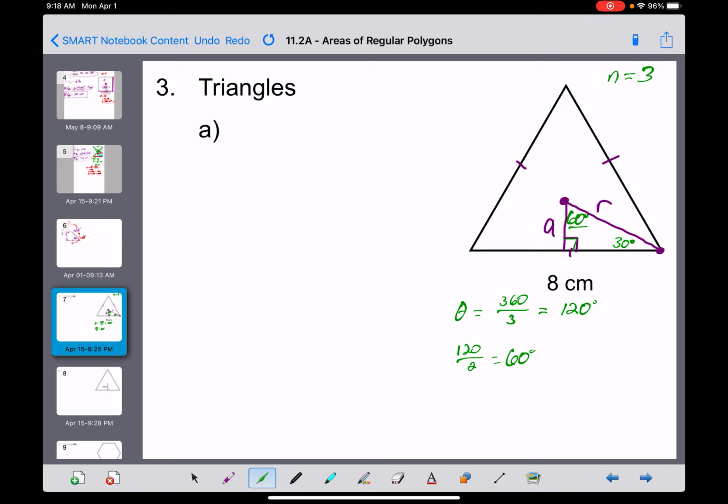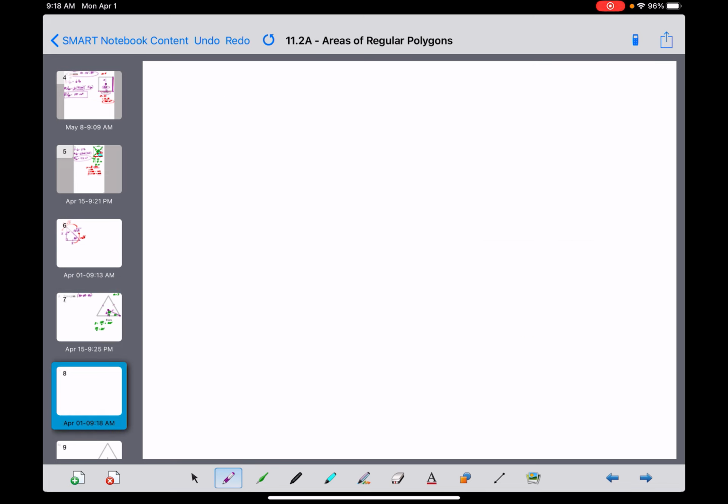So every time we are dealing with equilateral triangles, guys, you are going to form a 30, 60, 90 right triangle when you draw your apothem and when you draw your radius. So we better have another refresher on that too, guys. A 30, 60, 90 is a scalene right triangle that looks something like this.